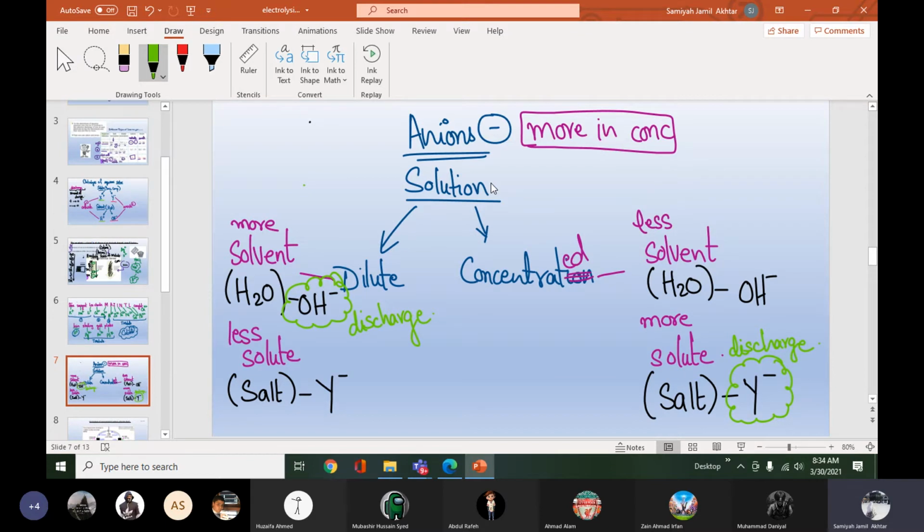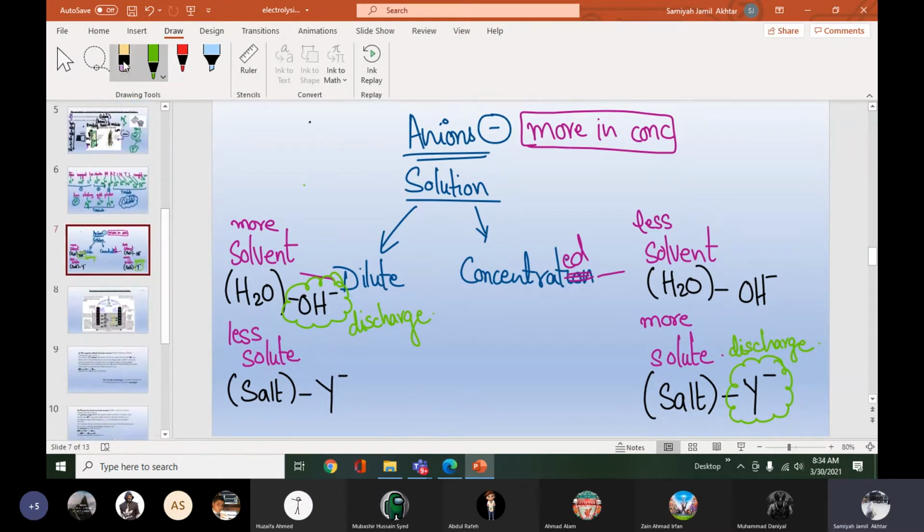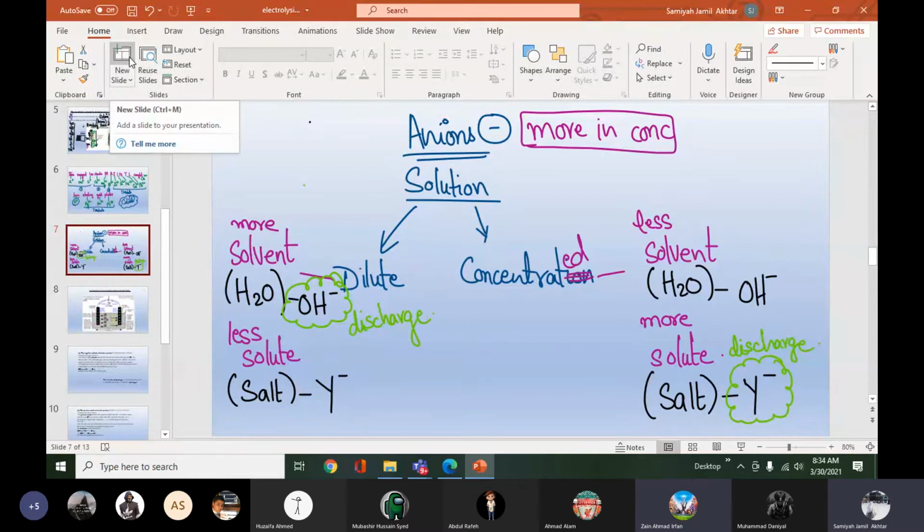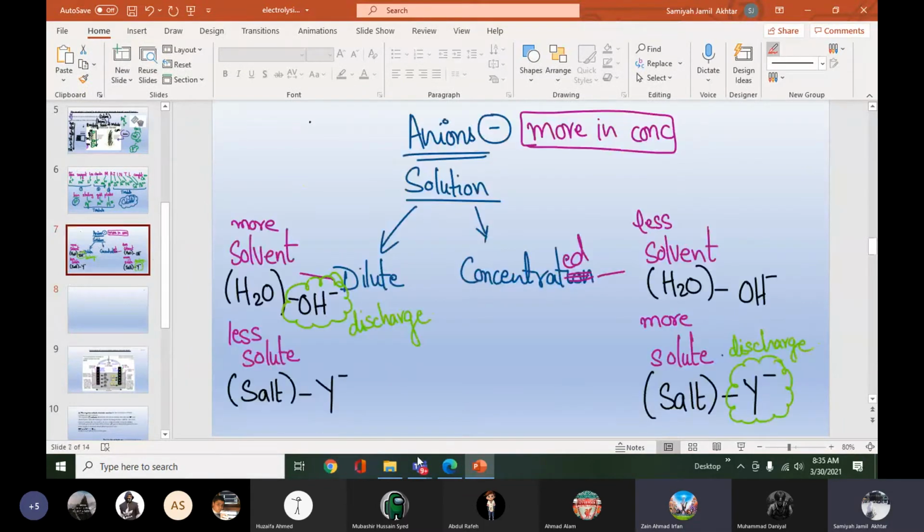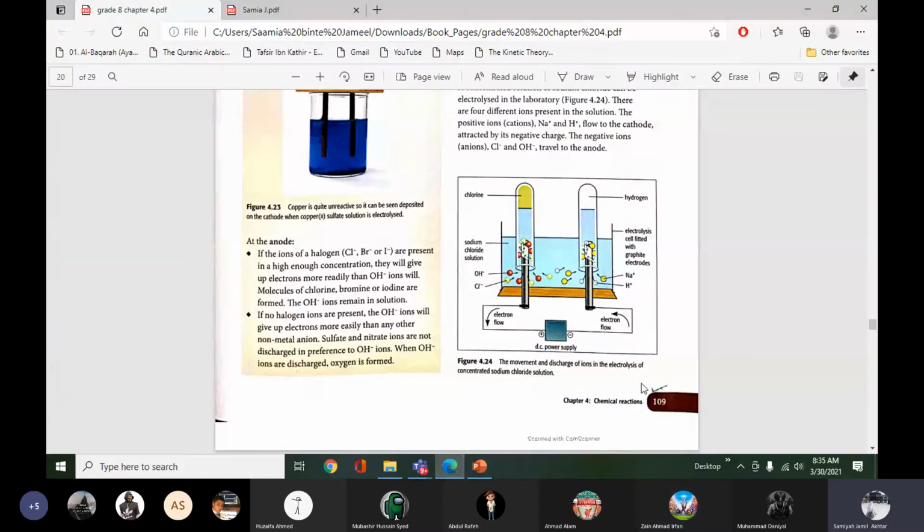For the cations we will see the electrochemical series: the one which is present at the lower position will discharge. And for the anions we will see the concentration. If it is a dilute solution, then OH ions will be more in amount, obviously, and they will discharge. And if it is a concentrated solution, then salt ions will be more and they will discharge. I hope it's clear now. Yes, ma'am, clear.